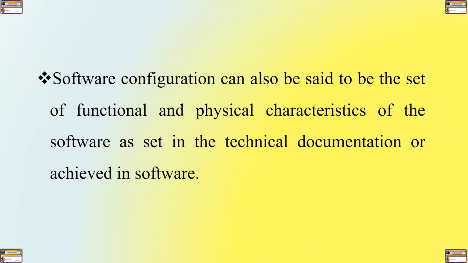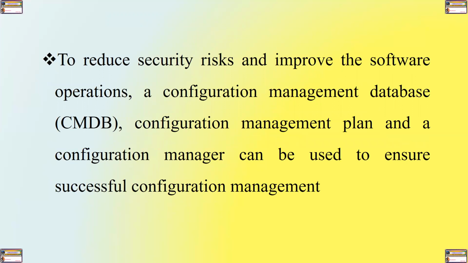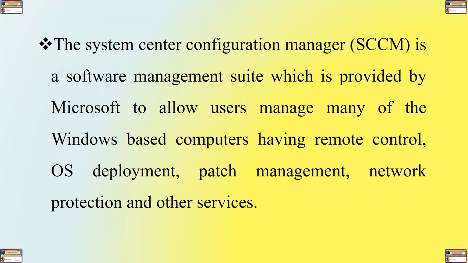Software configuration can also be said to be the set of functional and physical characteristics of the software as set in the technical documentation or achieved in software. To reduce security risks and improve software operations, a configuration management database, configuration management plan, and configuration manager can be used to ensure successful configuration management.